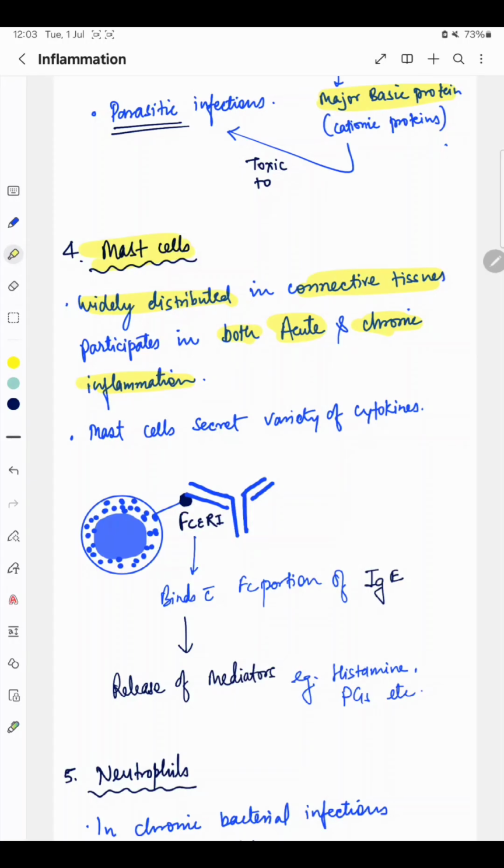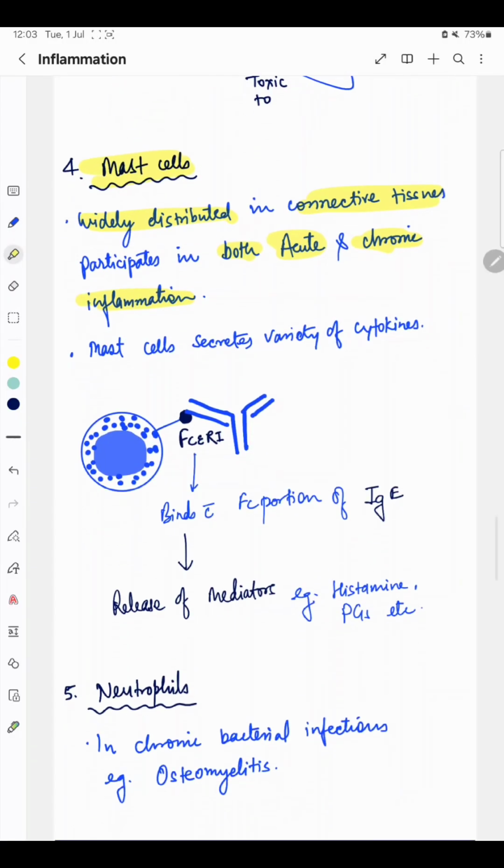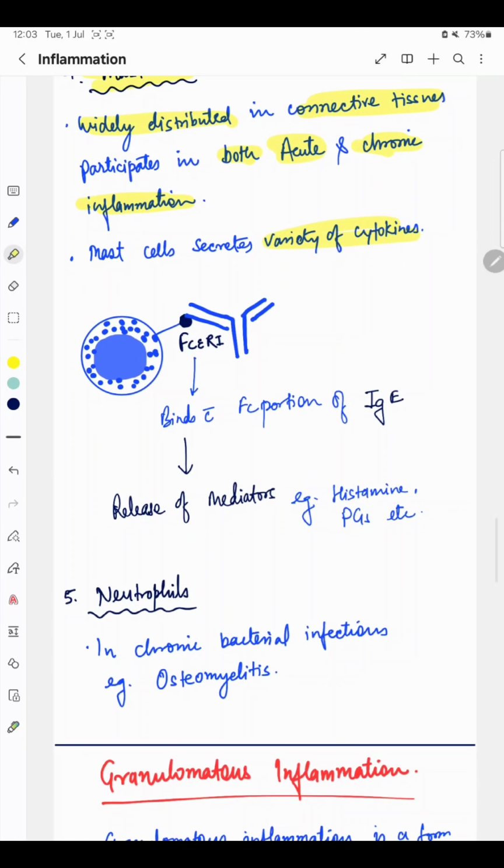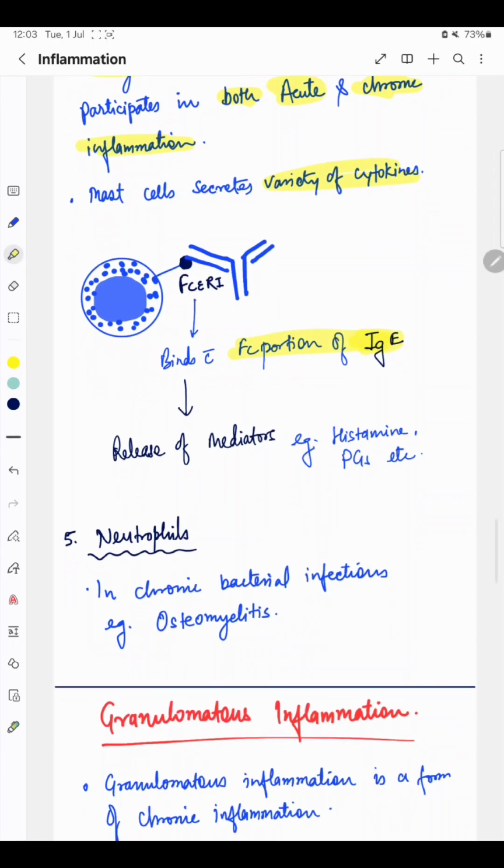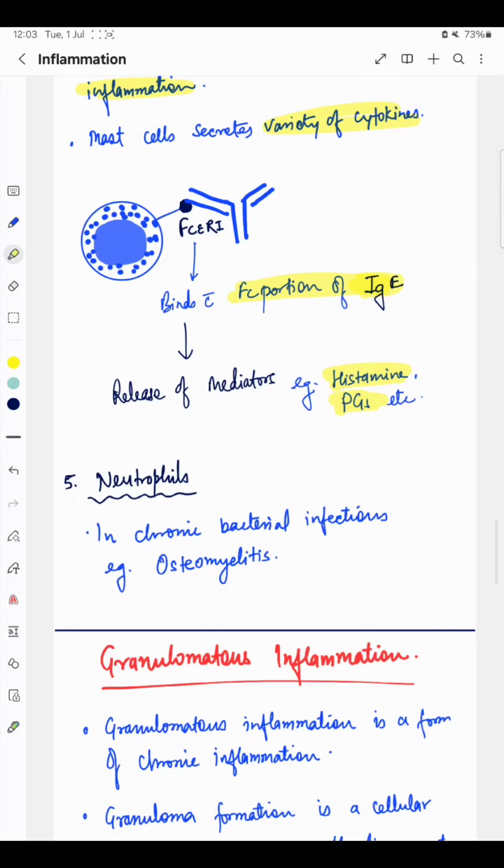Mast cells secrete a variety of cytokines. They bind with the Fc portion of IgE immunoglobulin and release mediators like histamine and prostaglandins, and take part in inflammation or are responsible for the development of inflammation.